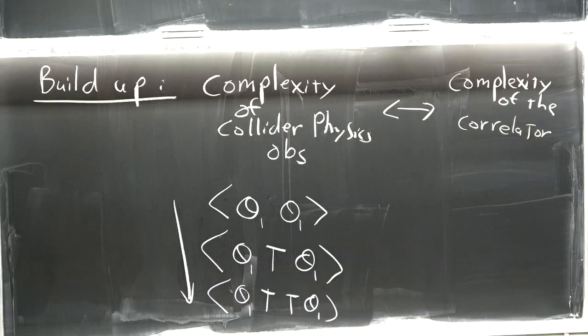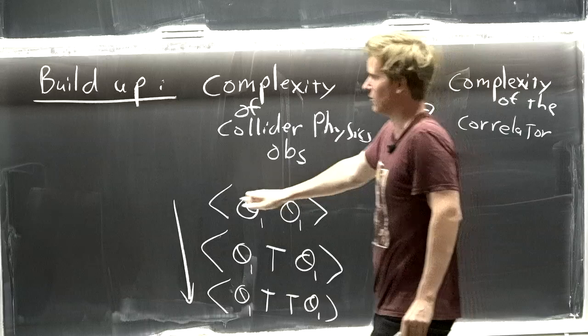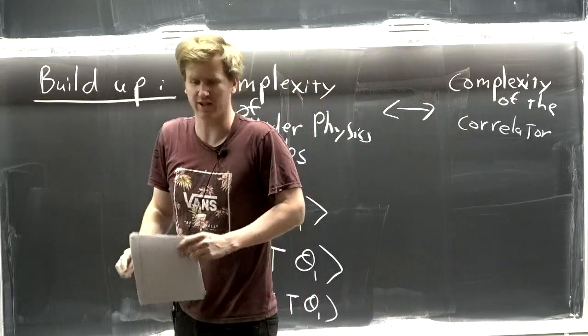So does anyone know what the 2-point function corresponds to on the collider physics side? You mean a 2-point function of your fields? Yeah, so all these operators are generic composite operators, so they don't have to be elementary fields.